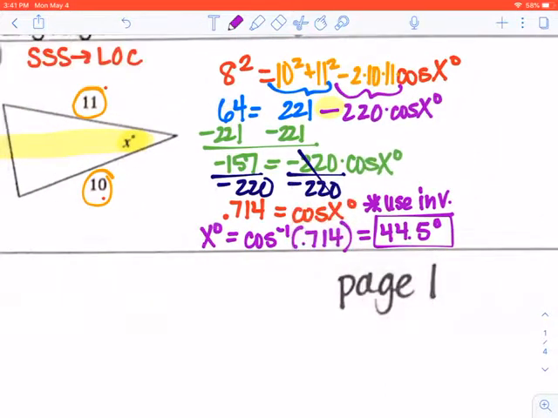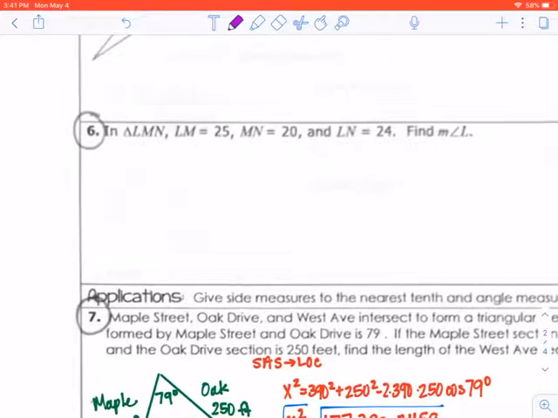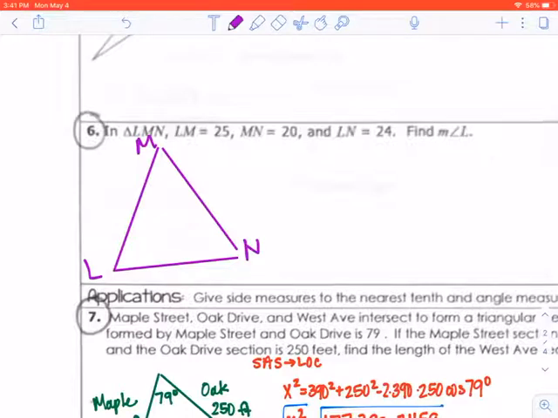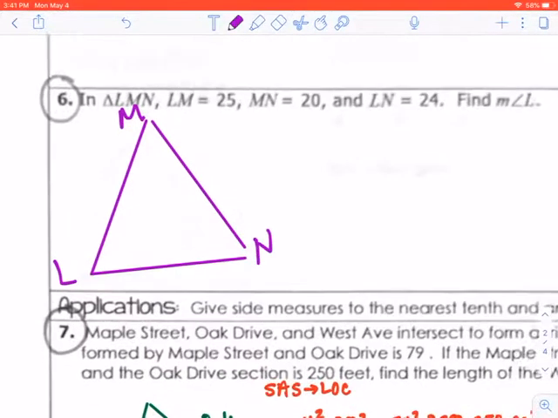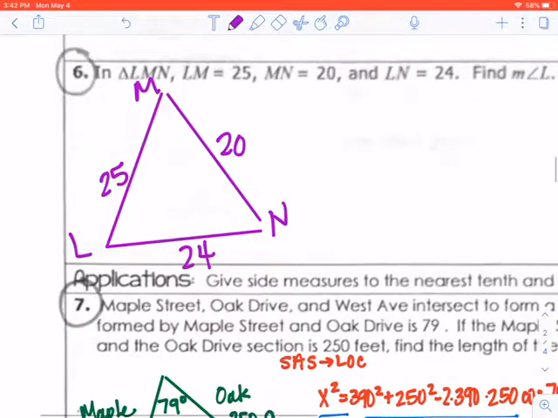So these ones take a little bit longer because the math takes a little bit longer. Let's do one more of these before we move on to the last part. So number 6 here, triangle LMN. Okay, so I'm going to draw my triangle. It doesn't matter where you put L, M, and N. I'll do L, M, N. Okay. Segment LM is 25. Segment MN is 20. LN is 24. And we are looking for angle L.